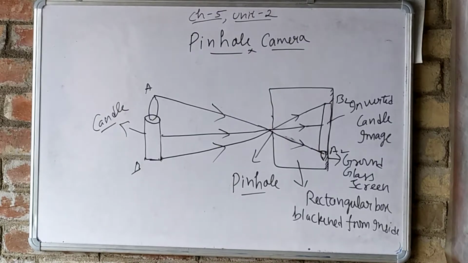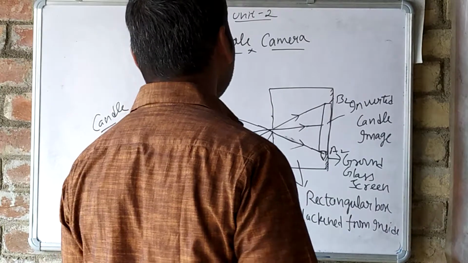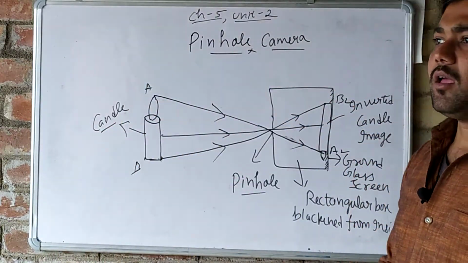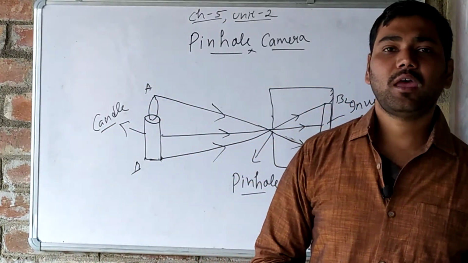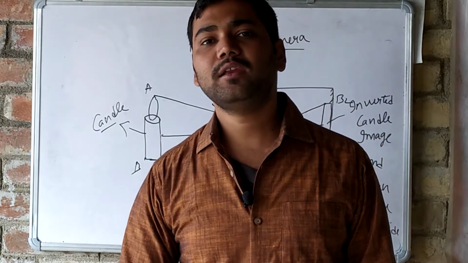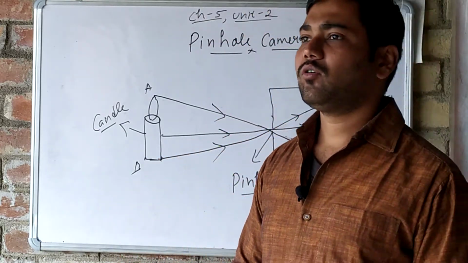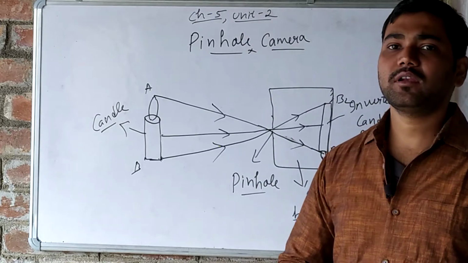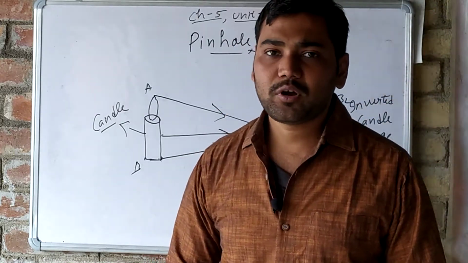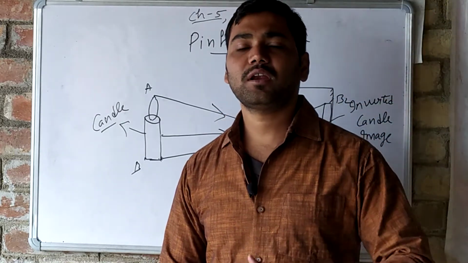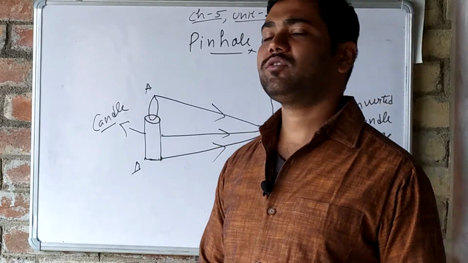Good morning, students. Today we will study the pinhole camera. The pinhole camera is an application of rectilinear propagation of light, which we have already studied. What is rectilinear propagation of light? The property of light to travel in a straight line is known as rectilinear propagation of light.